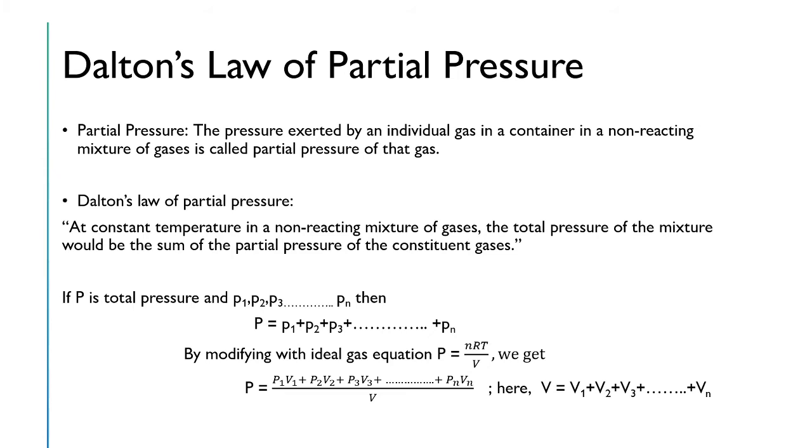And regarding the partial pressure, we have Dalton's law of partial pressure, which states that at constant temperature in a non-reacting mixture of gases, the total pressure of the mixture would be the sum of the partial pressures of all the gases. So if capital P is total pressure and small p1, p2, p3 are the individual pressures, then this is the sum of the total pressure, and we can obtain a new equation. This is the equation for Dalton's law of partial pressure.